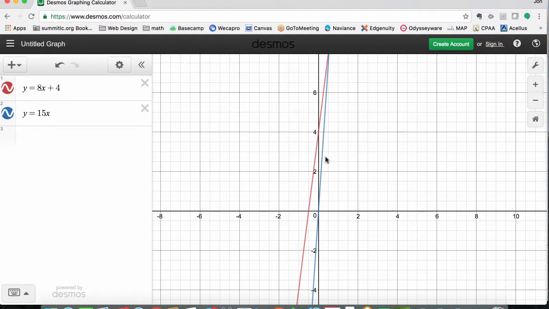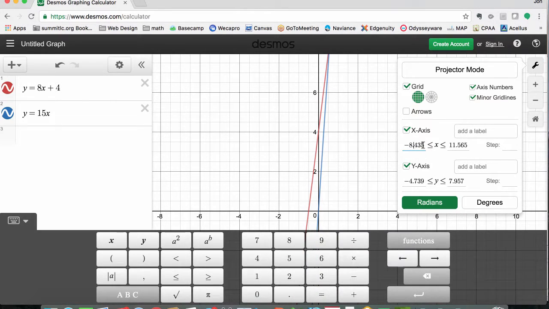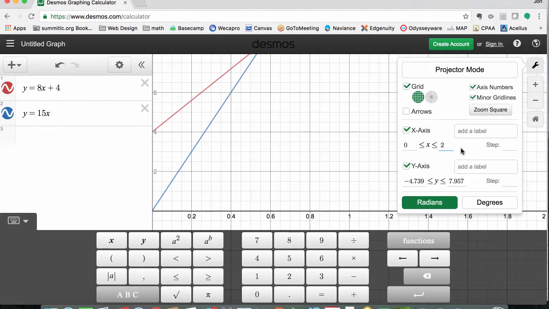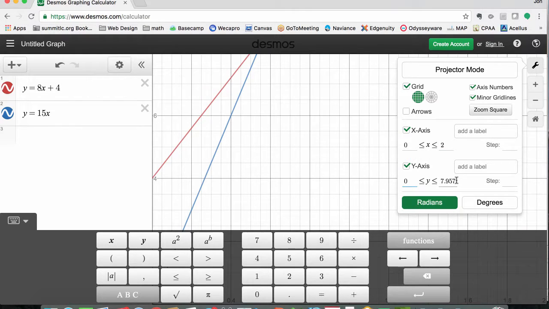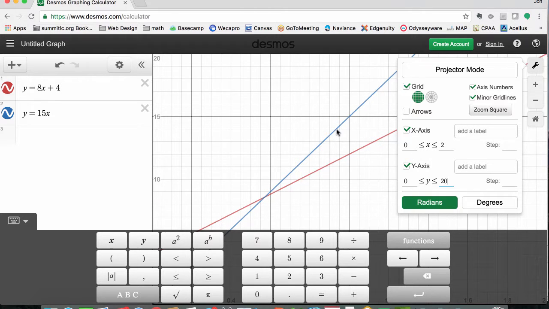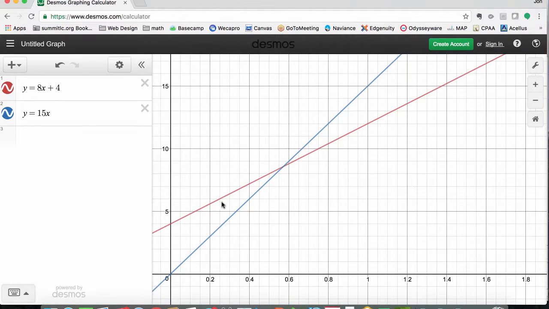My graph looks a little bit weird, so let's tweak the settings. I'm not going to worry about any negative x values. Let's go from 0 to 2 hours, just like we did on our chart. For my y values, let's go from 0 to 20 miles, because that was a good estimate from our chart as well. All right. So here we can see Jordan starting at 4 miles, that's his y-intercept. Haley starts at 0 miles, that's her y-intercept.